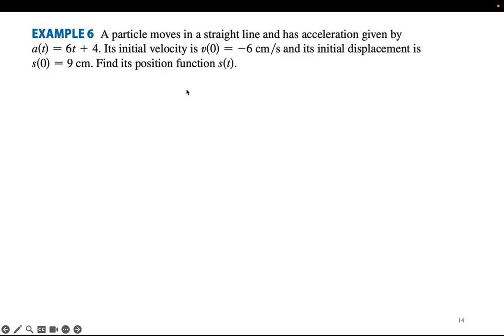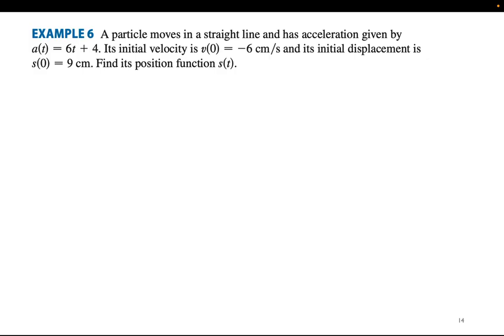Suppose we have a particle that moves on a number line left to right. We've seen this before. Suppose that we know the acceleration. Earlier we knew the position, and we differentiated to get velocity and acceleration. But now we're reversing this problem. I know the acceleration, and I want to reverse this to find velocity and position.